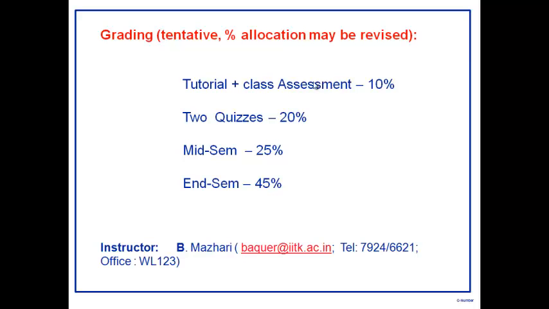Okay. So please keep in mind that this is tentative. We may revise this in consultation with you. So this is around 10%, 2 quizzes, 1 before the midsem, 1 after the midsem. So the 2 quizzes will add up to 20. Midsem is 25 and endsem is 45. Tentative in the sense we may want to reduce it to 40 or whatever. That we'll see later on. So that's the tentative outline.